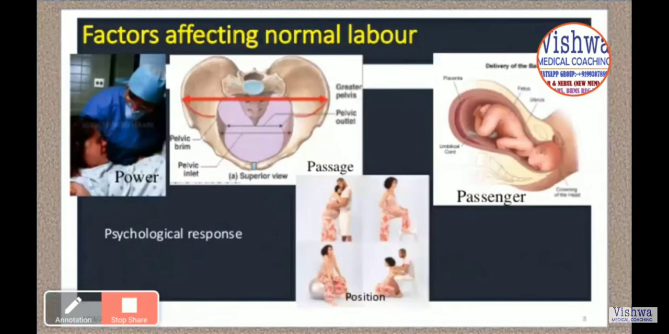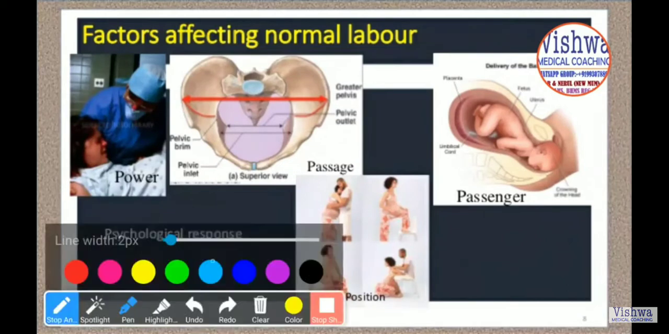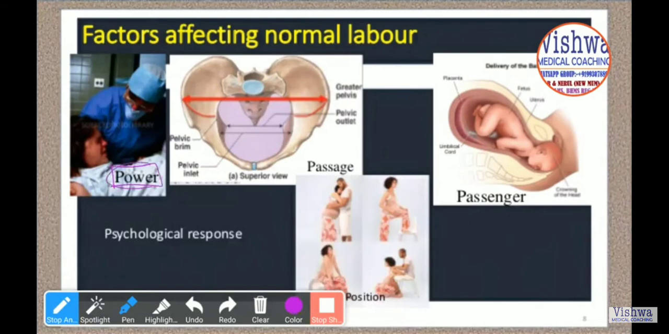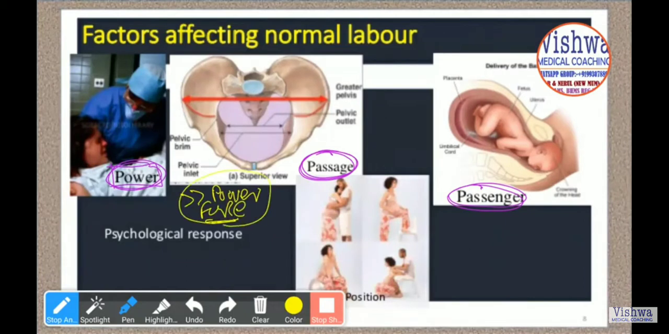Now, what are the factors that affect the normal labor? Remember, commonly they are termed as the factor of power, the factor of passage, and the factor of the passenger. Normal labor depends upon the power produced by the mother. Remember, the more the power produced, or the more the force of contraction, the better the chances that the patient will go into normal labor. It also depends upon the passage.